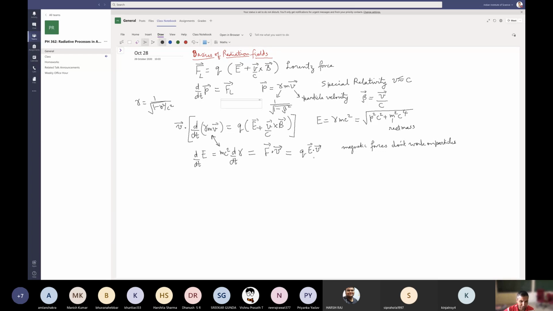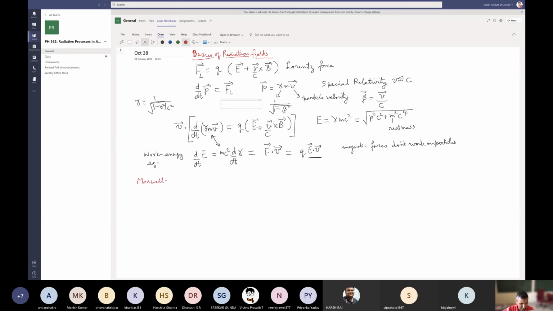So this is the change in energy of a particle, and this is work done due to external forces. This is like a sort of work-energy equation in some way, right? This is the work done, and this is the change in energy. This is work done per unit time, or more like power. Okay, good. We'll come back to this, but let's review Maxwell's equations.